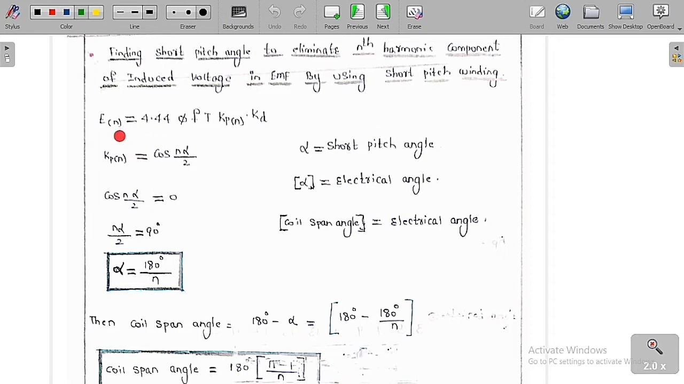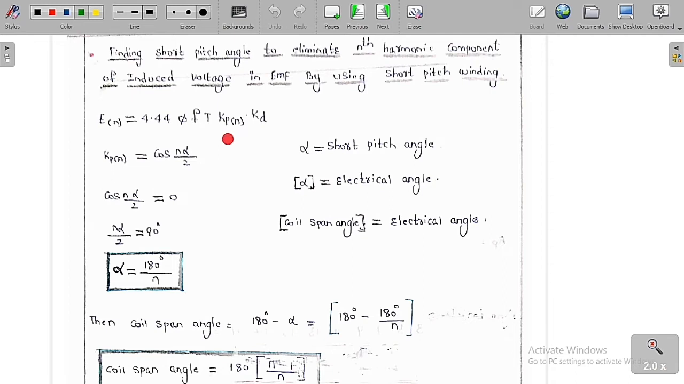For the nth harmonic, the EMF induced is equal to 4.44 phi f T into Kp into Kd. I am going to discuss the derivation of this formula later, but up to now just remember this small thing. The EMF induced because of the nth harmonic component of flux is equal to 4.44 into phi into frequency into turns per phase into the nth pitch factor into Kd.